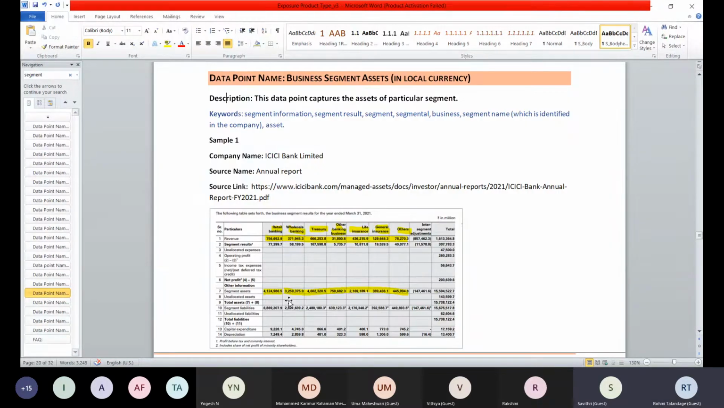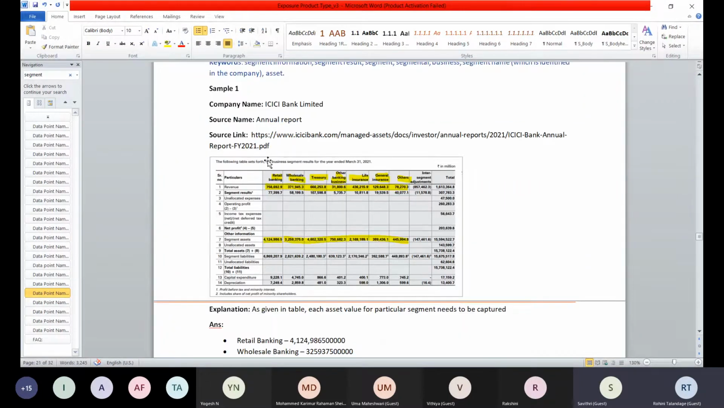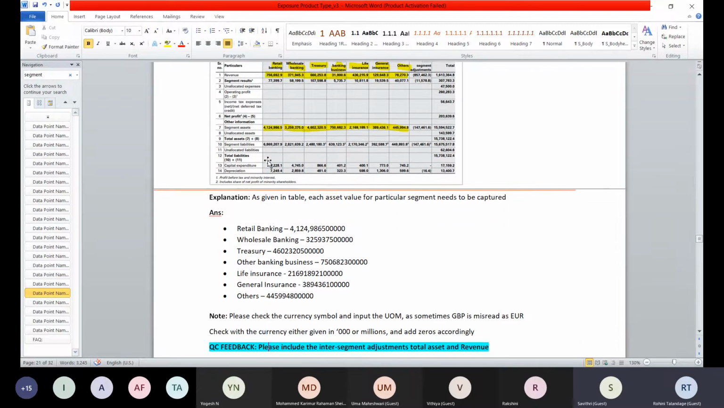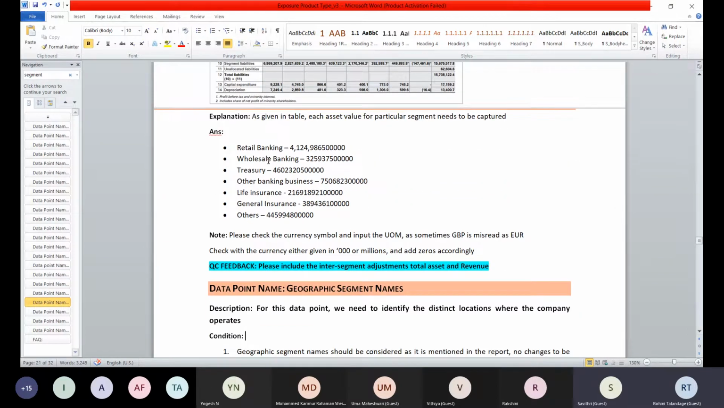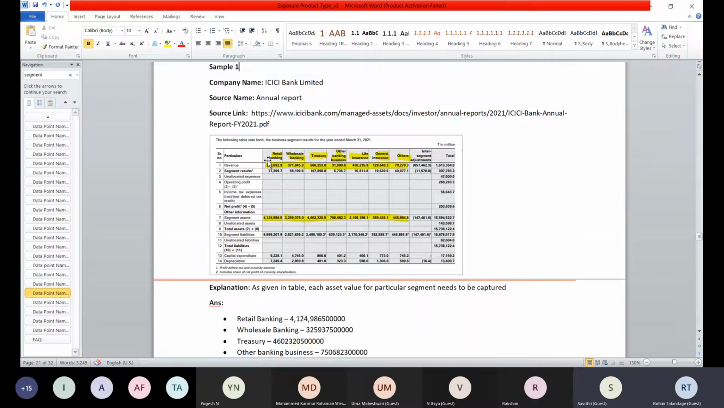You just have to search with these keywords: segment information, segment result, assets, or segment names, and you have to take the business segment asset detail. Any doubt in this? For this also, you have to check for the zeros. Now here they are saying it in millions, so for each value you have to add the zeros. Getting my point?